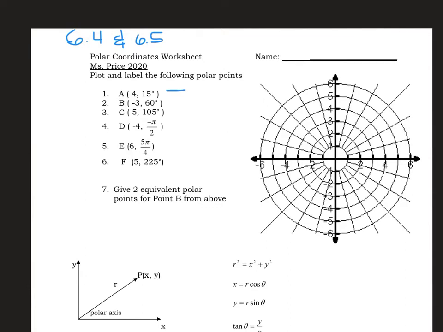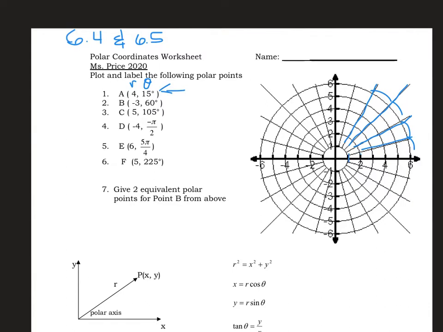So let's start with this first one, and we're going to plot these and label the points on our polar graph. So if you look over here, this is 30 degrees, this is 45, and this is 30, and that would be half of 30. So basically it's going in increments of 15 degrees on this polar graph. So we need to plot the point (4, 15 degrees), so radius 4, with a theta of 15 degrees.